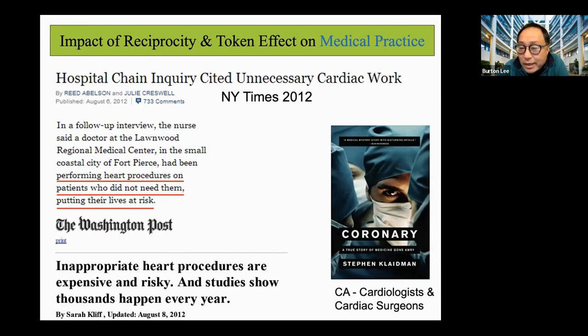It's from the state of California, where a team of cardiologists and cardiac surgeons were conspiring to perform unnecessary CABGs, bypass surgeries, on people who didn't need them. So some really horrendous examples of this kind of effect.